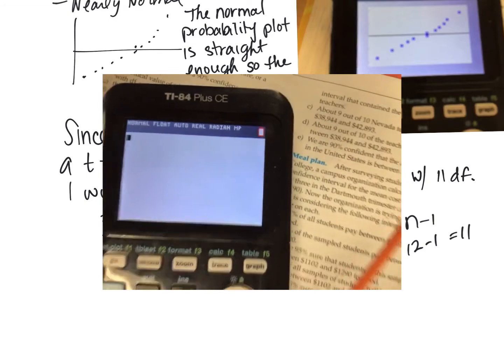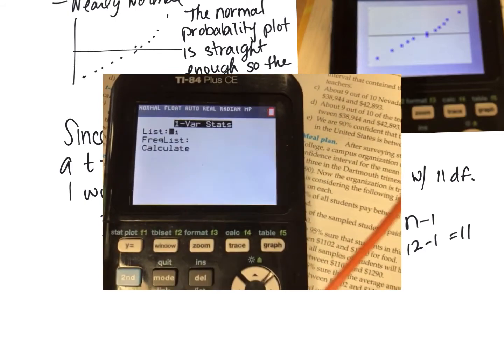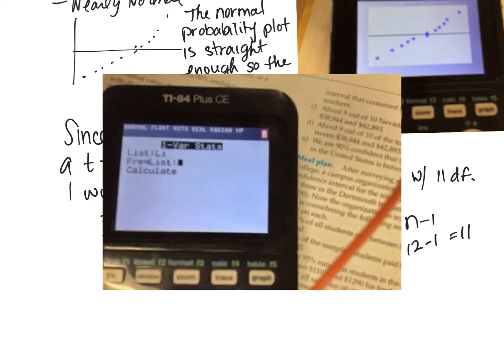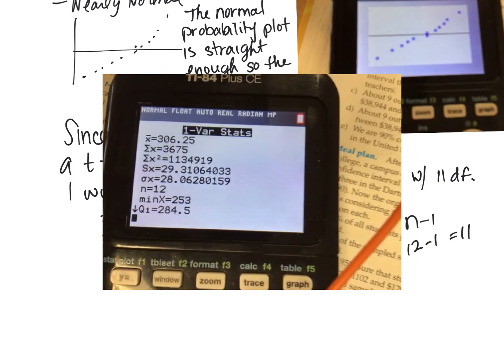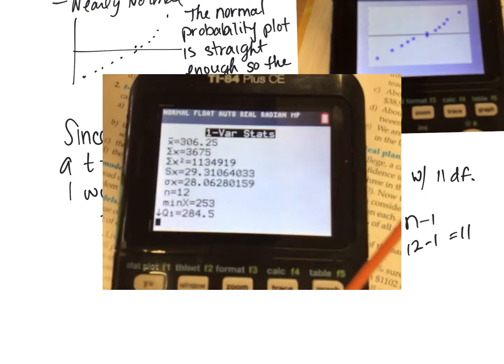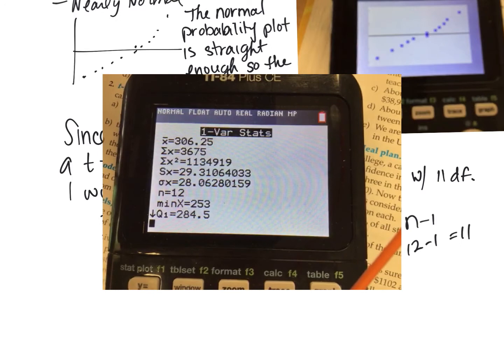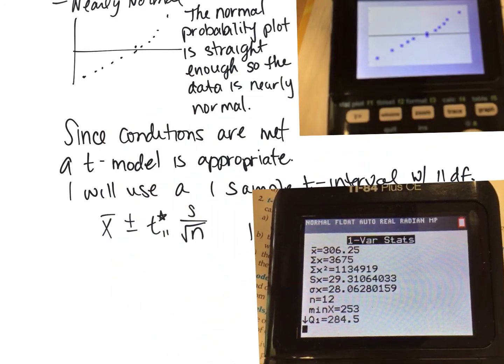So I need my statistics. Stat, calc, 1-Var Stats, list 2. I have no frequency list, so that stays empty, and I hit calculate. So my mean is the x bar, and Sx is the standard deviation I'm going to use. I do not use sigma. I use S.